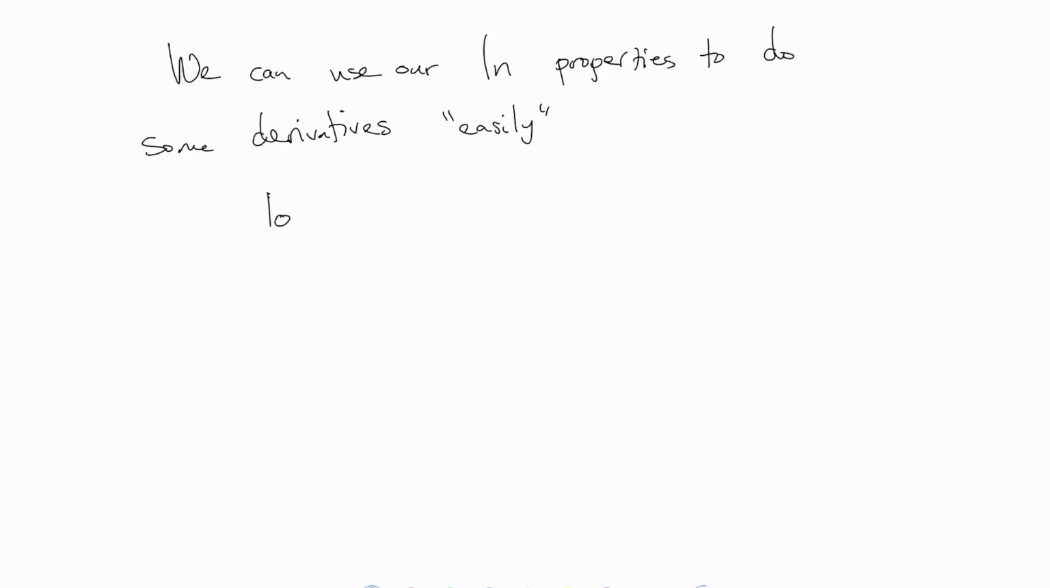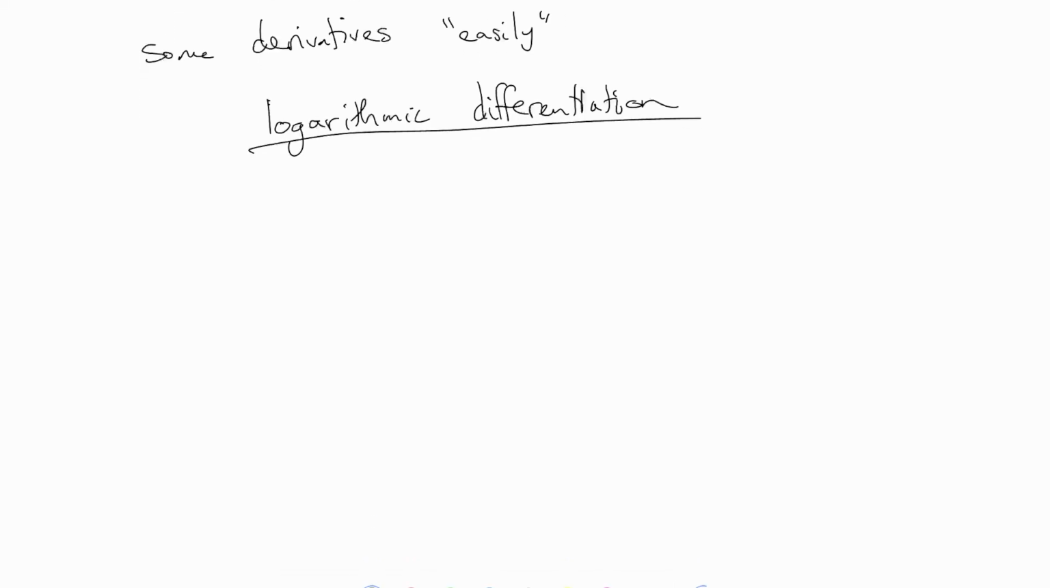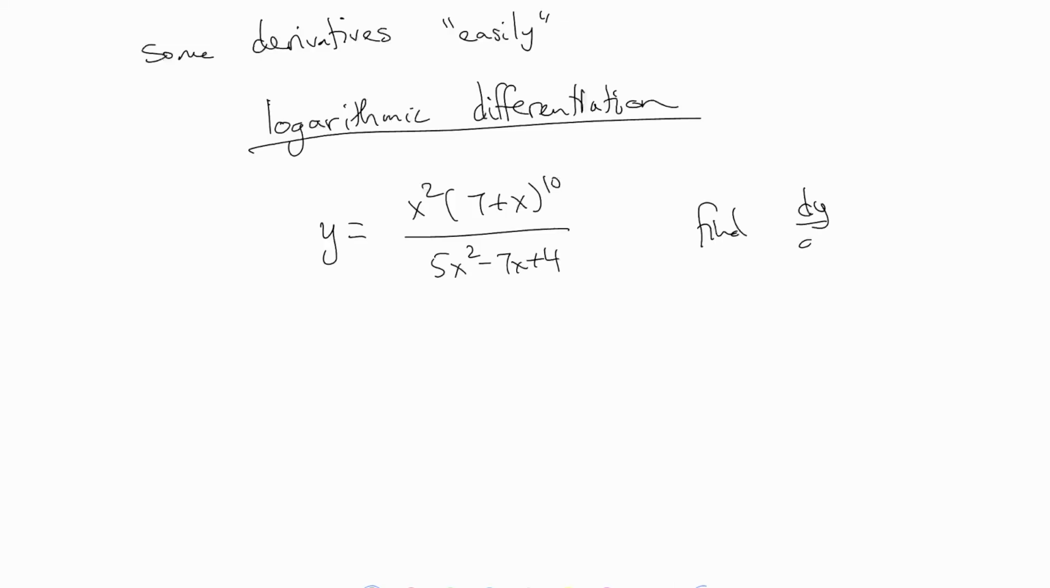This is referred to as logarithmic differentiation, and you will see some of these on the homework. They'll give you a function and say, find the derivative using logarithmic differentiation. So here's what that means. I'll try one example here, and then I have one for you to try. Let's say I have this function, y equals x squared times (7 plus x) to the 10, divided by 5x squared minus 7x plus 4. Your job is to find dy/dx, the derivative.